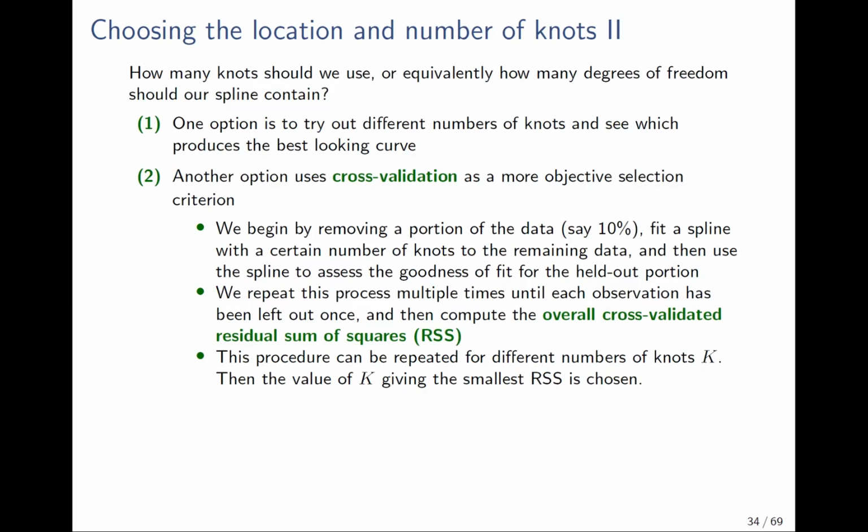Essentially what we do there is we remove a proportion of the data, say 10%, and we fit a spline with a certain number of knots to the remaining 90% of the data. And then we use the spline to assess the goodness of fit for the held out proportion, the 10% that we didn't use. We repeat this process multiple times until each observation has been left out once, and then we can compute the overall cross-validated residual sum of squares by adding together the errors from each trial. This procedure is repeated for a different number of knots, and we simply select the value of k, the knot number, that gives the smallest residual sum of squares.